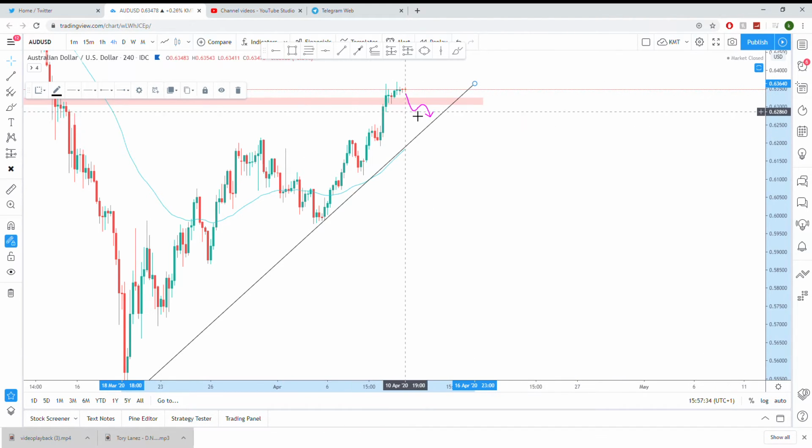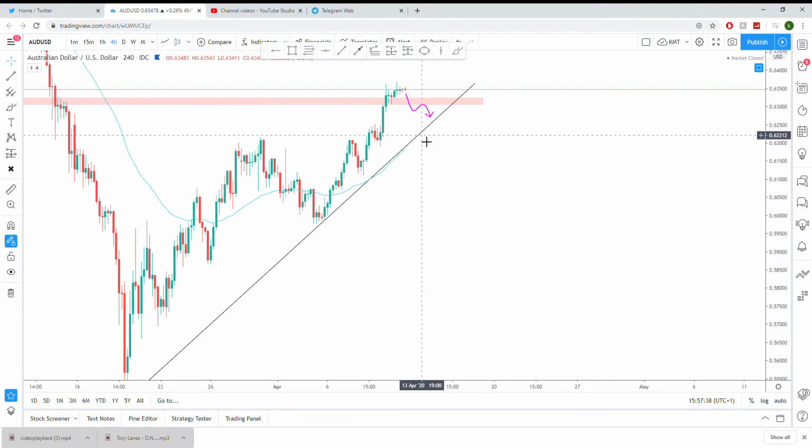If we do get in a short trade here, we will get in before the uptrend, and obviously people would be looking to buy here, even though the trend line is still pointing up.